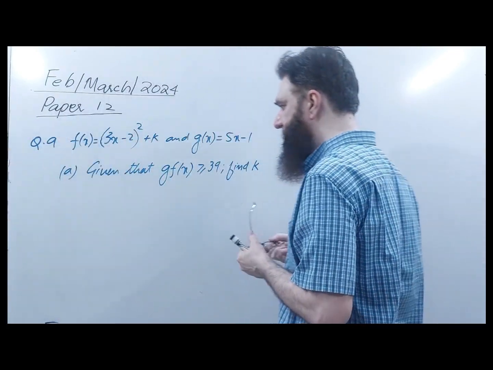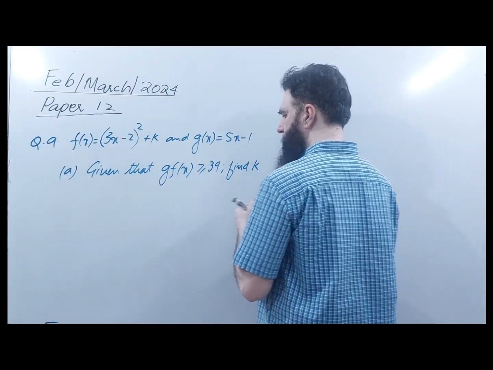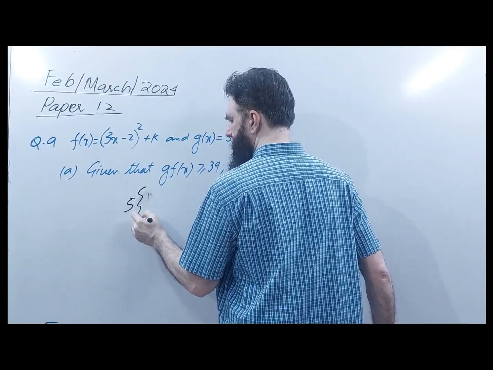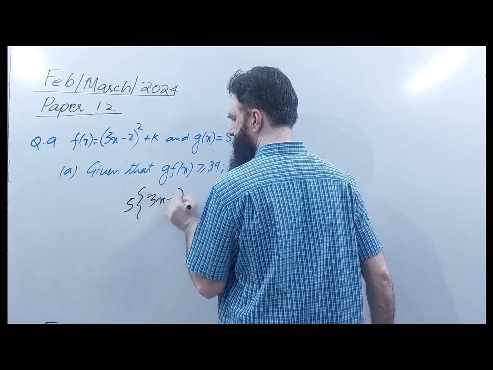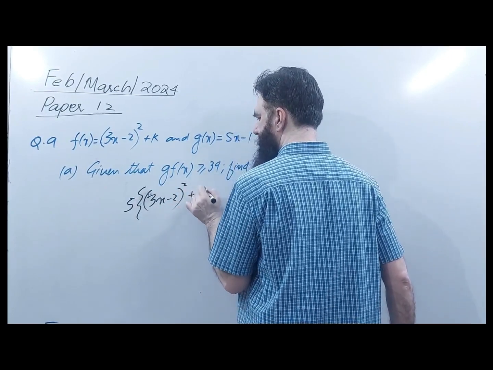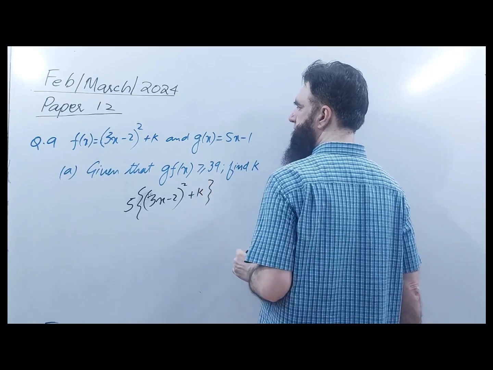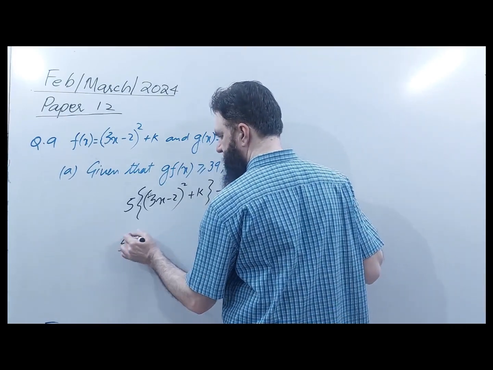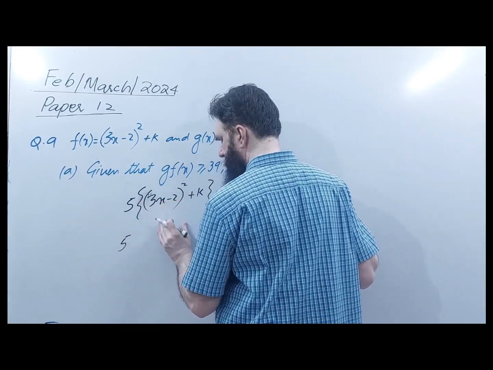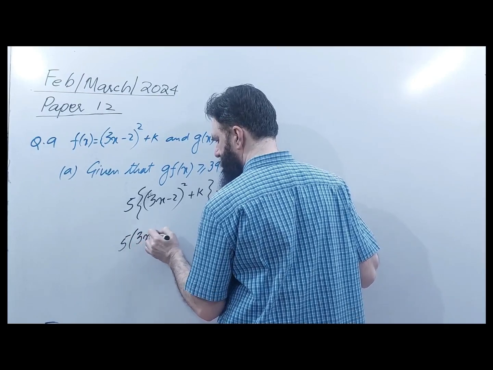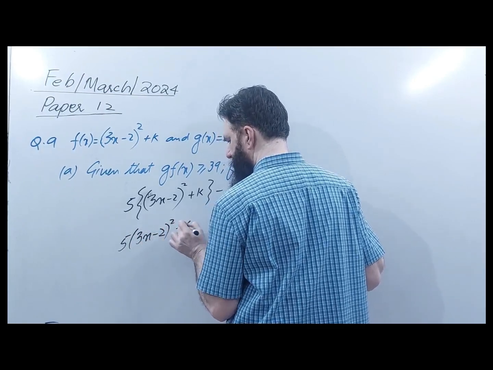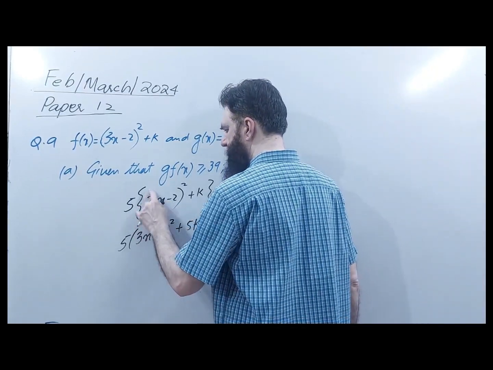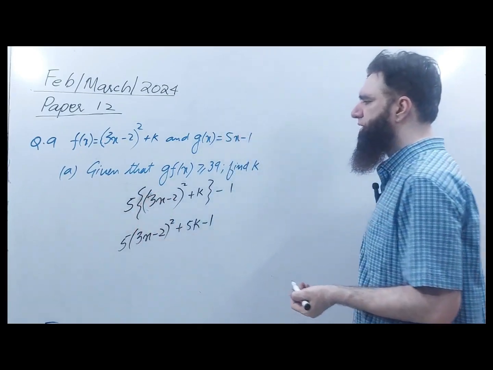Now gf(x) is, you insert f into g. So what you do is 5, and you put in place of x, 3x minus 2 whole square plus k. This is 5x minus 1. Now you simplify it. You can either write it like this or like this. You don't even have to simplify this. So this becomes 5k. Do not open it unless you need it to be. If you need to open it, otherwise you don't have to.